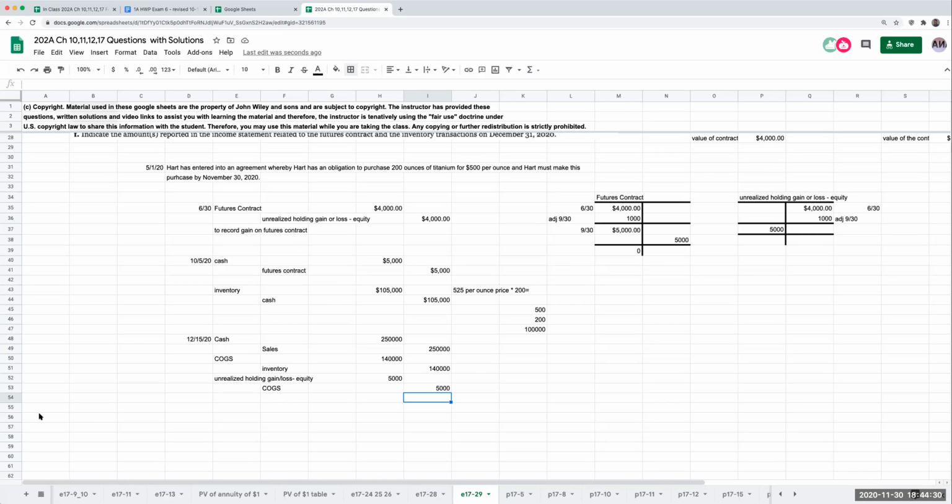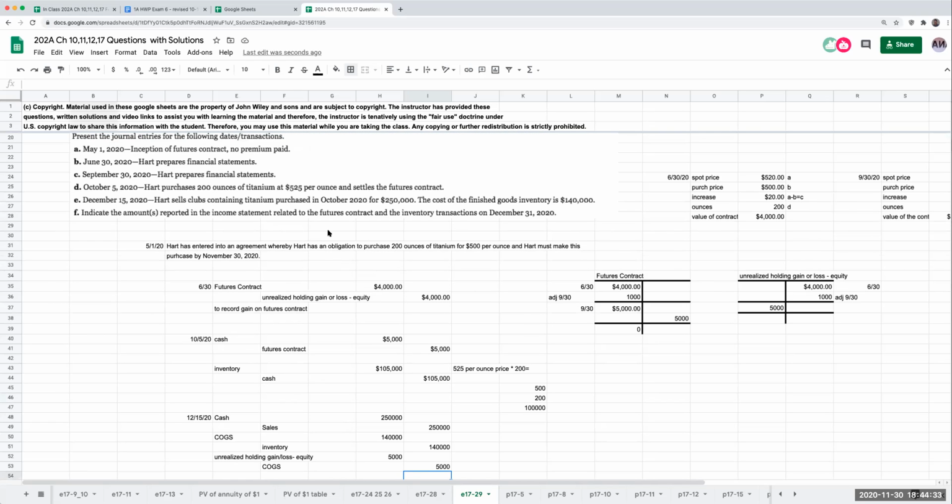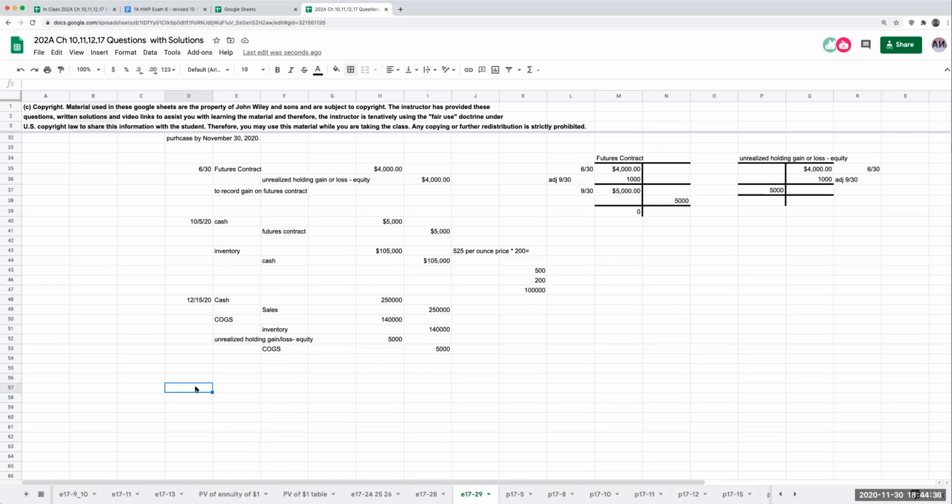When you look at the income statement for Hart Golf, the way it would show is you have sales revenue at 250, less cost of goods sold at 135,000. Gross profit is going to be at 115.